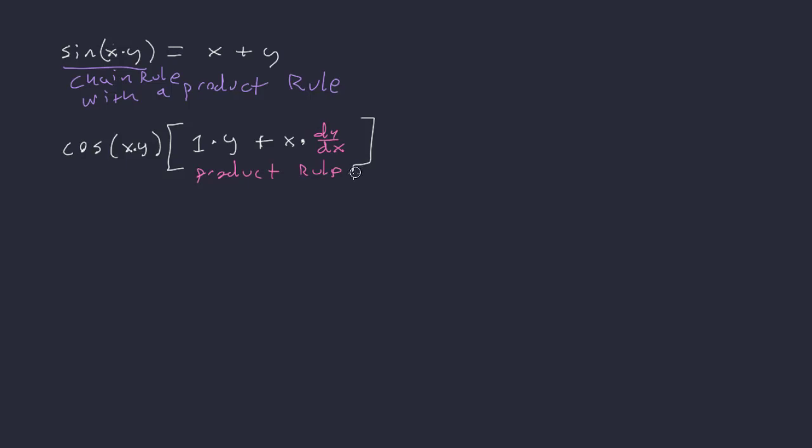Okay. So we differentiated the left-hand side of the equation, so now we're going to go to the right-hand side. So the derivative of x is 1. The derivative of just y all by itself is dy dx. Okay. So here was the product rule. And now we're left, let me clean this up a little bit, we're left with cosine xy times y plus x dy dx, okay, is equal to 1 plus dy dx.